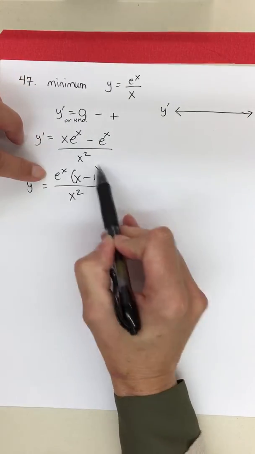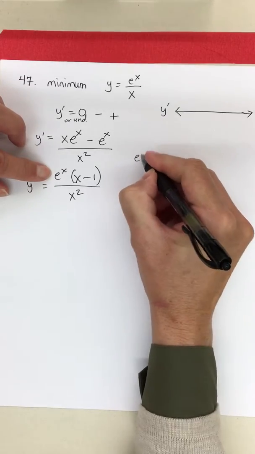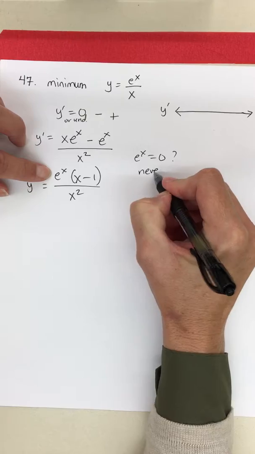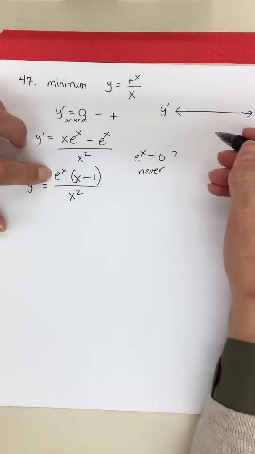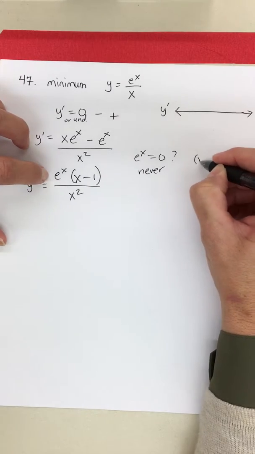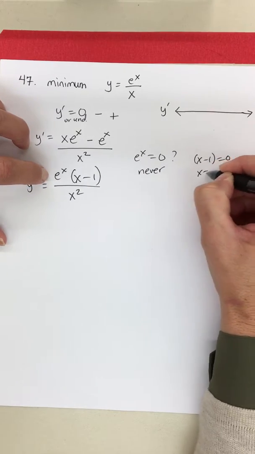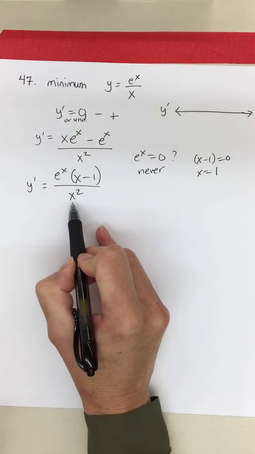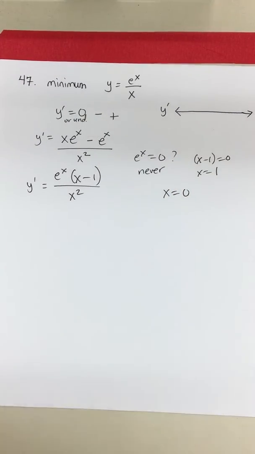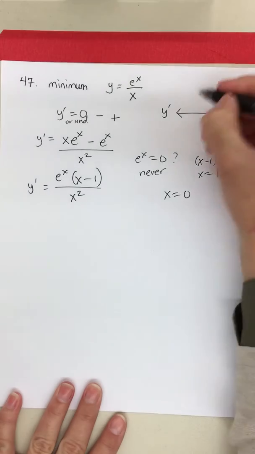So set the numerator equal to 0. When does e to the x equal 0? Never. E is always positive. Remember, you're happy when you have e because it's always positive. When is x minus 1 going to equal 0? When x is 1. And when will x squared equal 0? Well, when x is 0. So my critical points are 0 and 1.